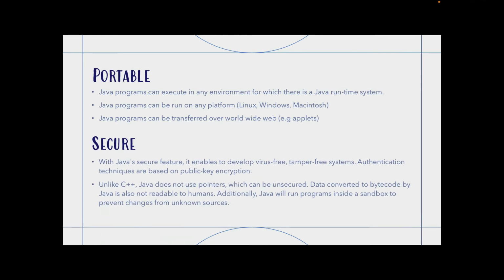Secure. With Java's secure feature, it enables developing virus-free and tamper-free systems. Authentication techniques are based on public key encryption. Unlike C++, Java does not use pointers, which can be unsecured. Data converted to bytecode by Java is also not readable to humans. Additionally, Java will run programs inside a sandbox to prevent changes from unknown sources.